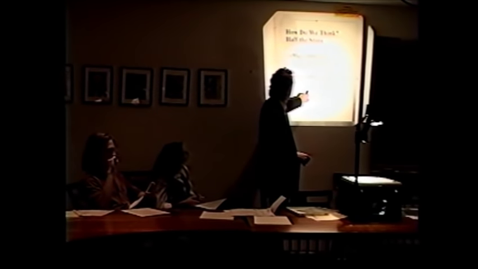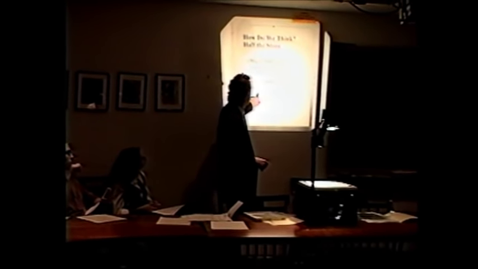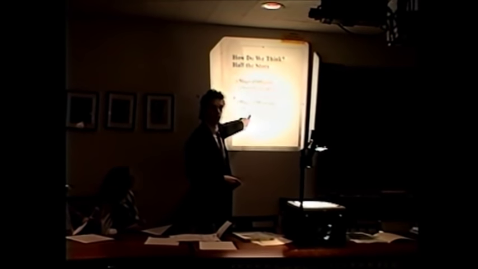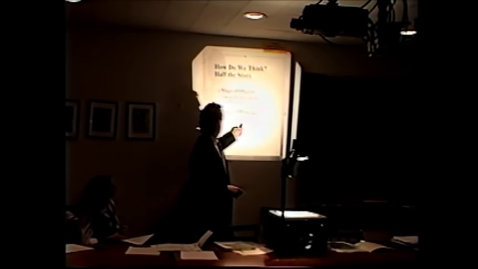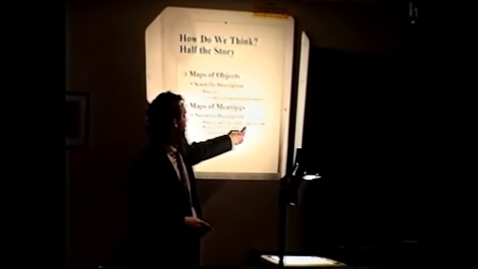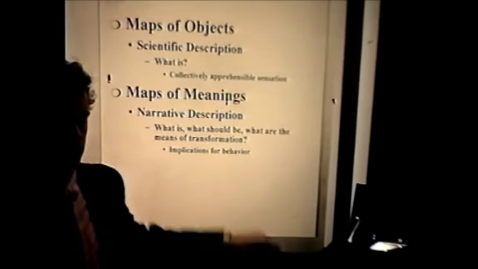And meaning is a description of the current state, a description of the ideal future state, and a description of the means of transformation. I'll show you this little diagram.